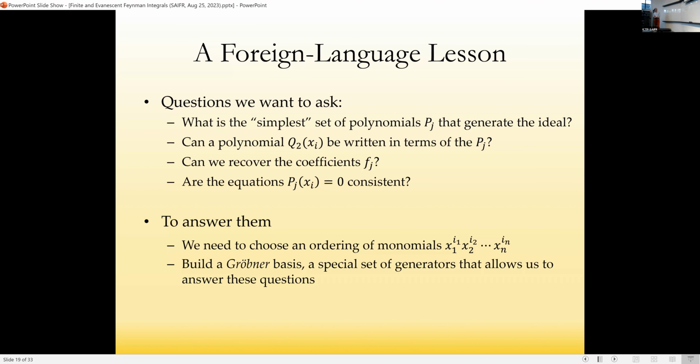So in high school, you presumably learned how to do polynomial division and things like that in a single variable, and that's very simple.